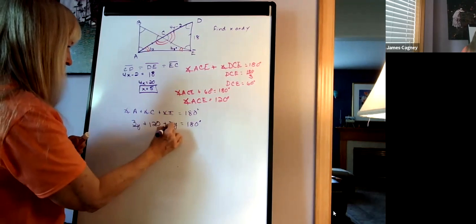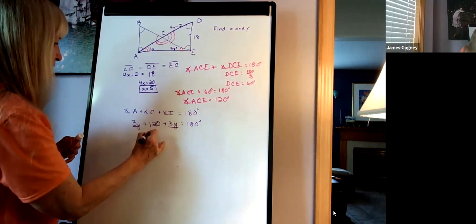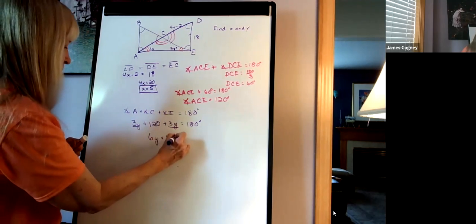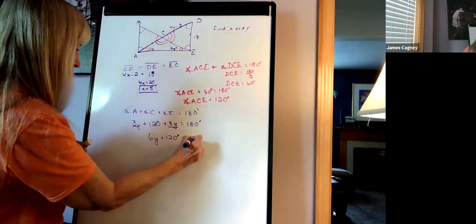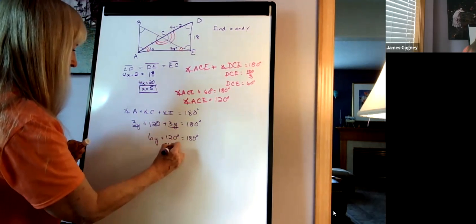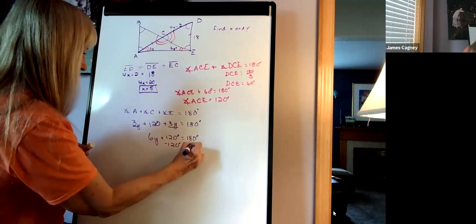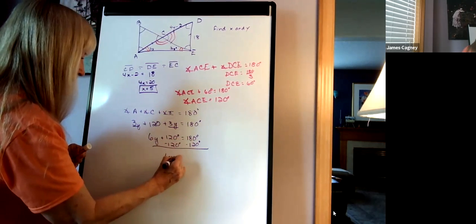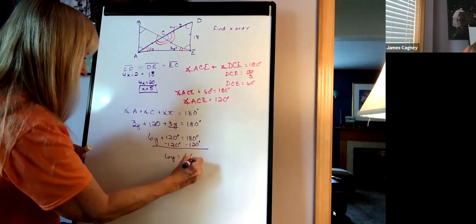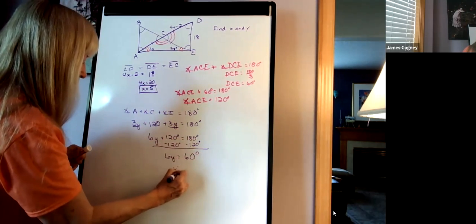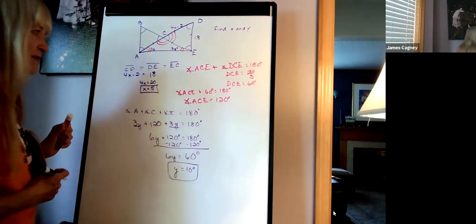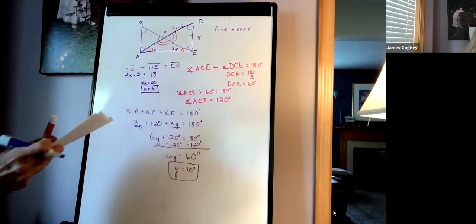I'm going to add the y's together. 3 plus 3 is 6. So 6y plus 120 degrees is equal to 180 degrees. Subtract 120 degrees, and I'm going to get 6y is equal to 60 degrees. So y is equal to 10 degrees. Here is the other solution that they were looking for.